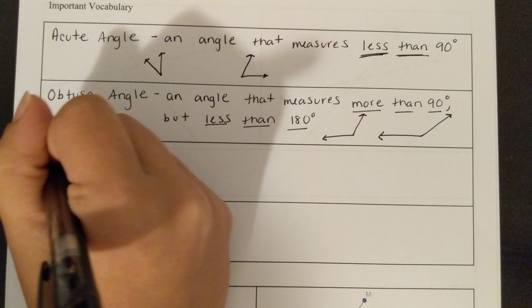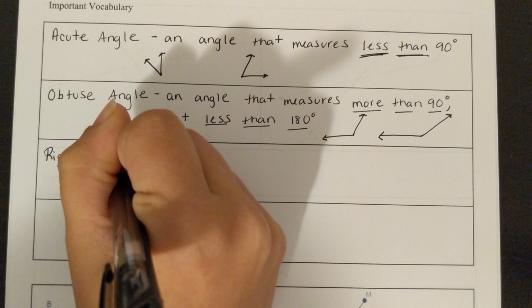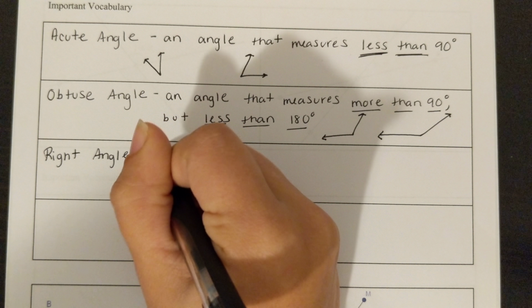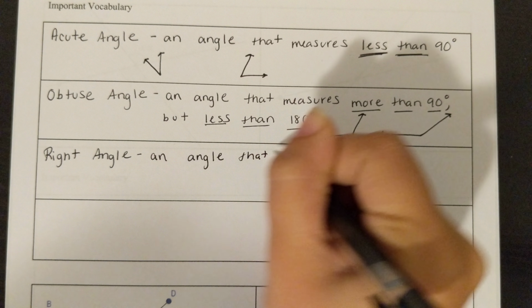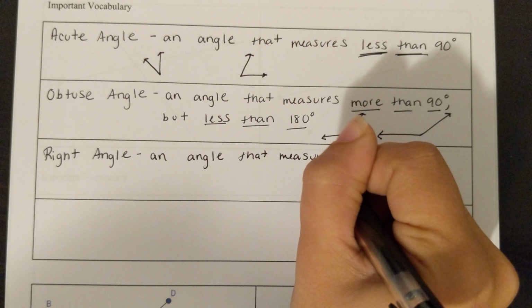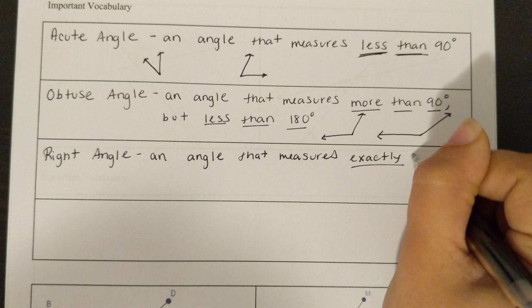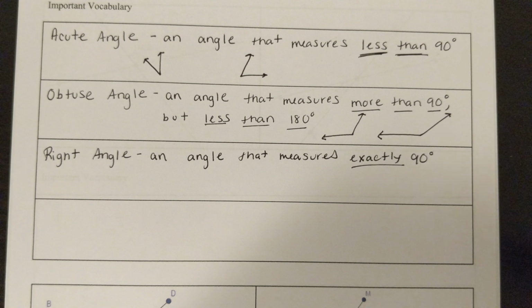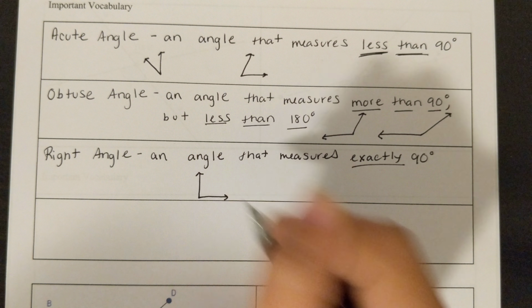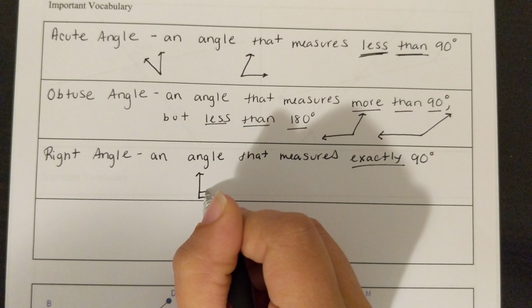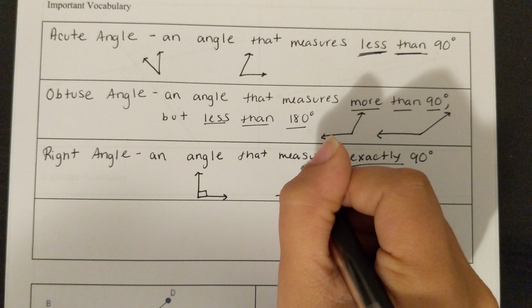The next vocab is a right angle. A right angle is an angle that measures exactly 90 degrees. They'll sometimes put the box there for you, but it should look exactly 90 degrees.